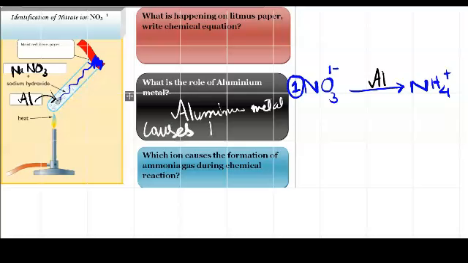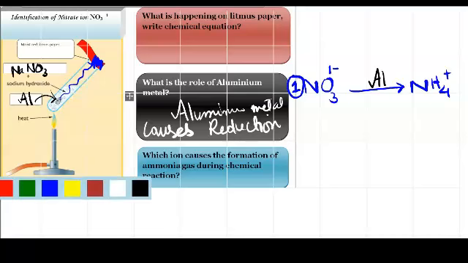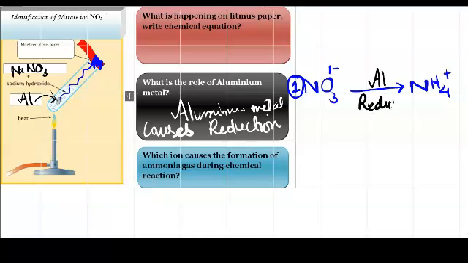It causes reduction in nitrate ion. And what is the role of this aluminum metal? It acts as a reducing agent and the process that occurs here is reduction. Okay, so this is the first step.